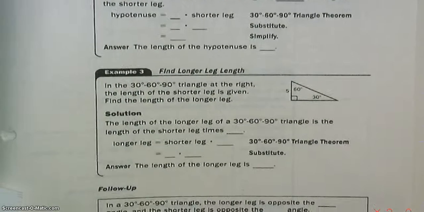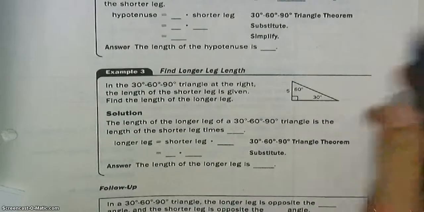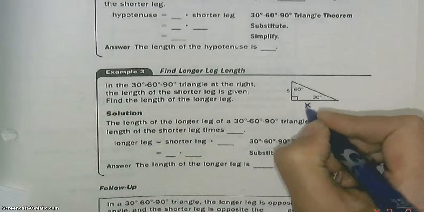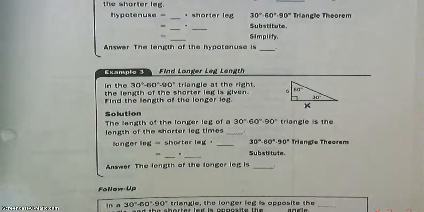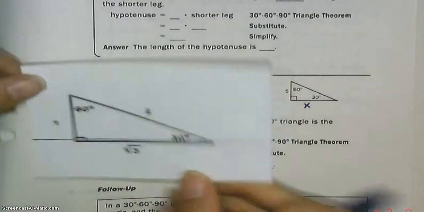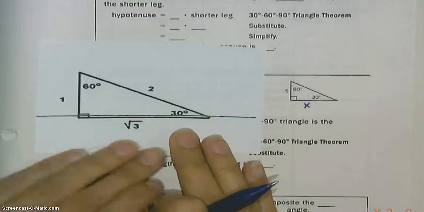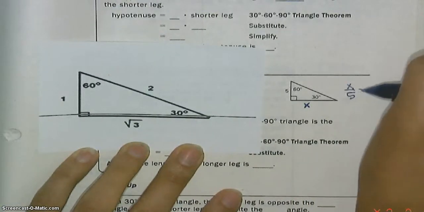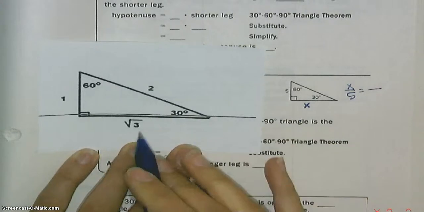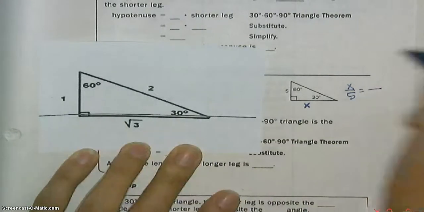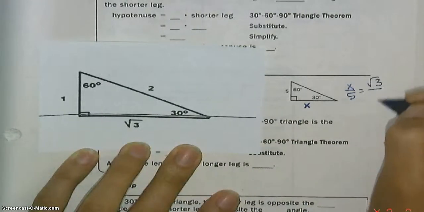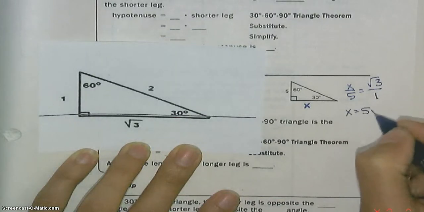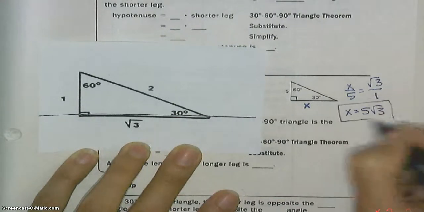Here it says, find the length of the longer leg. Well, there's the short leg across from the 30, so here's the longer leg right here. So get out our triangle, take it and turn it so that it looks the same. There we go. x is to 5 as root 3 is to 1. Cross multiply, 5 times root 3. We're just going to leave that as 5 root 3.